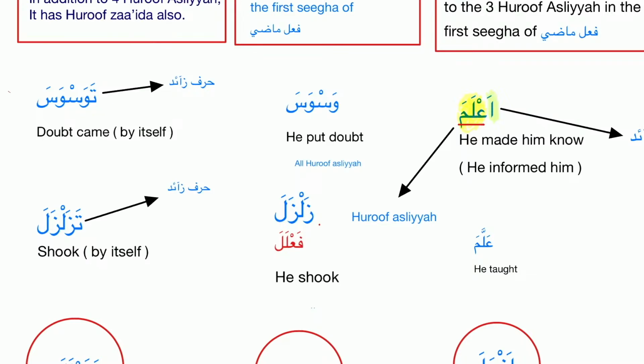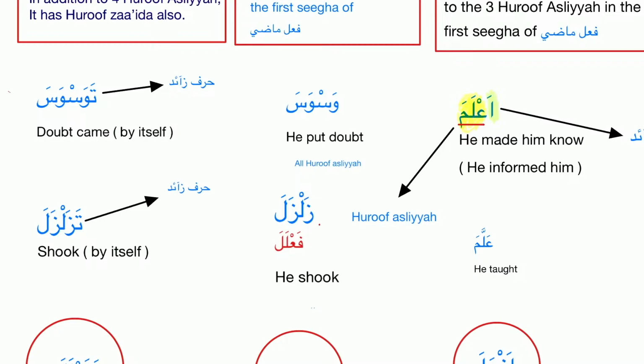Tawaswasa, tafa'lala. So look, the ta is extra. Zalzala, tazalzala. Zalzala means he shook, and tazalzala means shook by itself. For example, you say tazalzala al-masjidu, the masjid shook. And if you say zalzala Zaydun masjidan, Zayd shook the masjid. So zalzala, tazalzala; waswasa, tawaswasa.